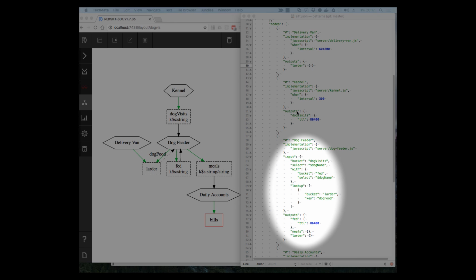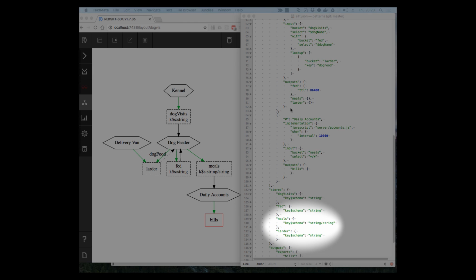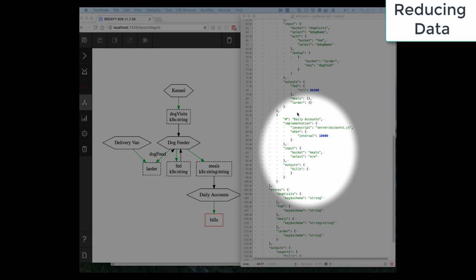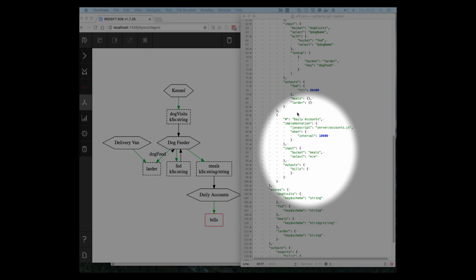The dog feeder node also decrements the dog food level in the larder each time it feeds a dog. The dog feeder node outputs meals with a key schema of a timestamp and the name of the dog. And once a week, the daily accounts node runs and aggregates the list of all the meals, counting up meals for each dog and emitting a bill for each dog, which is the total number of meals it's had.